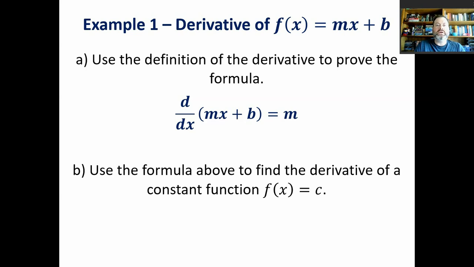And then we're going to use part A to prove part B, which is that the derivative of a constant function is always a certain thing. So we'll see that when we get there. So think about it. If a function is constant, think about what its graph looks like, and think about what the slope of that line would be. So let's jump right in.